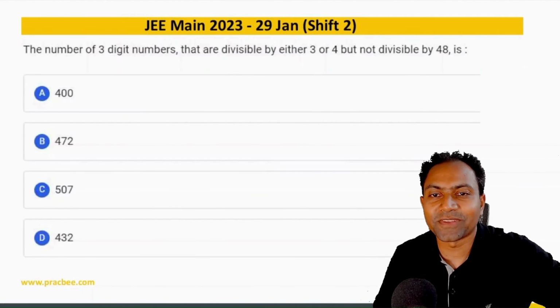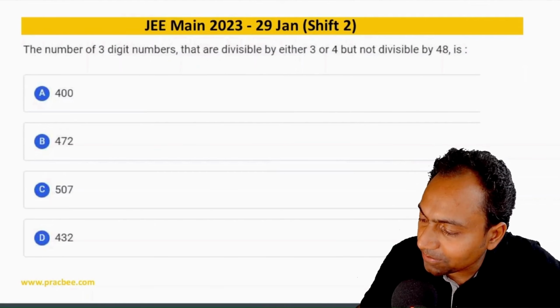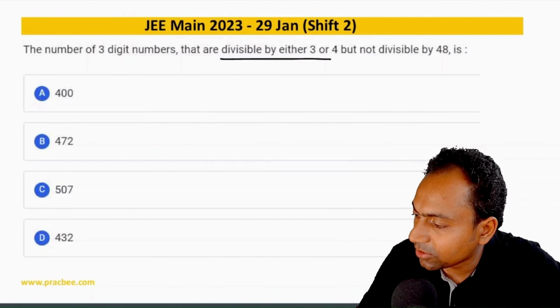Now this next question is a very interesting question. It talks about the number of 3-digit numbers that are divisible by 3 or 4 but not 48.